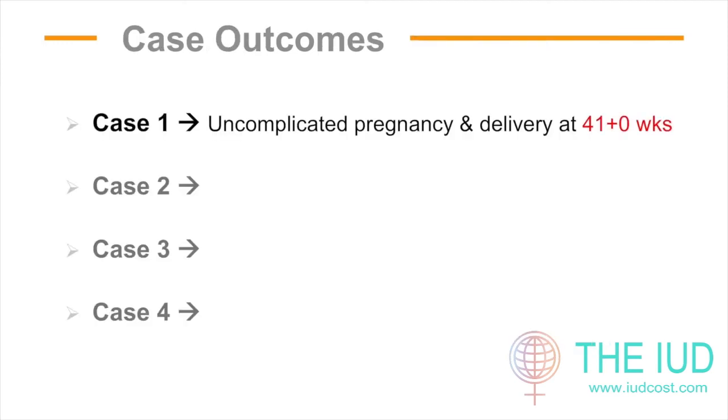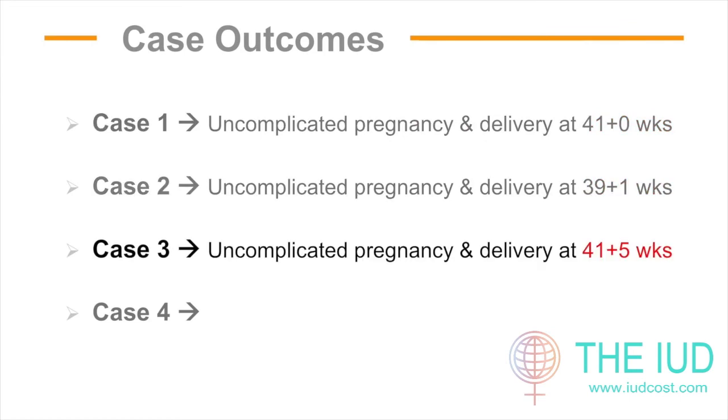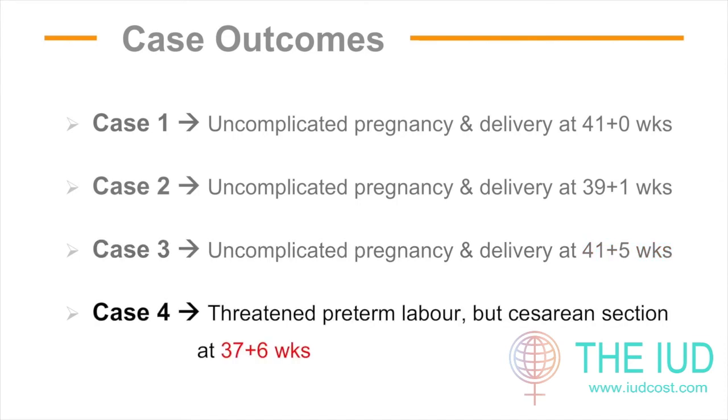All 4 cases had successful outcomes. Case 1, 2, and 3 all had uncomplicated pregnancies and vaginal deliveries at term. Case 4 had threatened preterm labor but delivered by cesarean section at 37 weeks and 6 days.